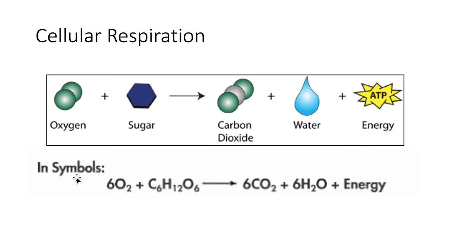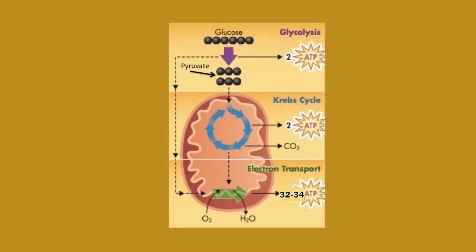Cellular respiration is actually a summary of all of the many chemical reactions that take place as glucose is broken apart. And here are the three main steps of cellular respiration: glycolysis, the Krebs cycle, and the electron transport chain. Last time we took an overview of these steps, and we know during glycolysis we make 2 ATP, during the Krebs cycle we make another 2 ATP, and during the electron transport chain a whopping 32 to 34 ATP are made.